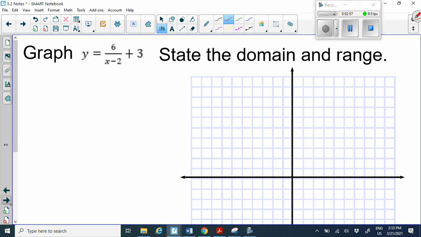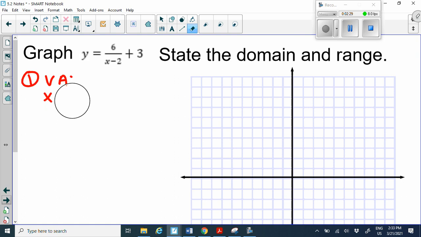Okay, let's do some practice here. We're going to graph y equals 6 over x minus 2 plus 3, and don't forget to state the domain and range. So the first thing we should identify are the vertical and horizontal asymptotes. So let's talk first about the vertical asymptote. Remember, to figure that out, we're going to set what is in the denominator equal to 0 and solve. So we have x minus 2 equals 0. So here we get x equals 2.